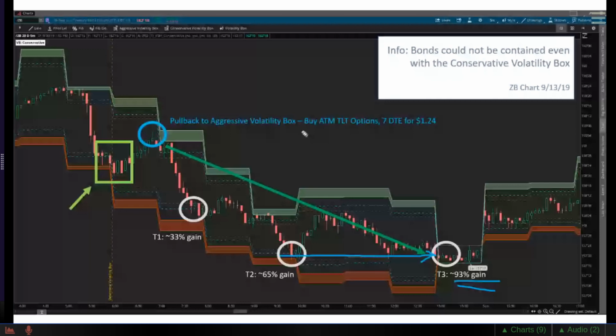I think you will see, if we have some time, I'll show you some live charts. But this condition where we broke through the conservative volatility box was all true today. We knew that the bonds were trending higher. We knew that gold was trending higher. And we knew all four of the indices had broken the conservative volatility box.